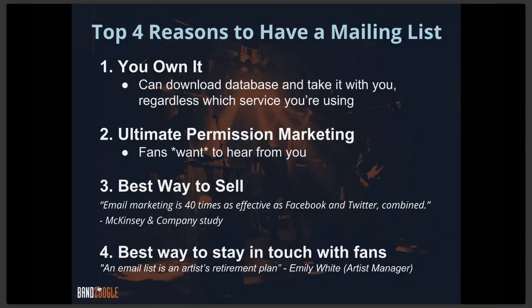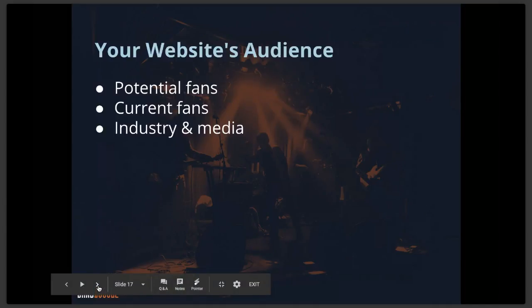So an email list is an artist retirement plan, meaning that if they're on your list and say 5 years from now, they're still on your list, you can still tell them about new albums and tours. That way you're always going to have a way to make money with your list.